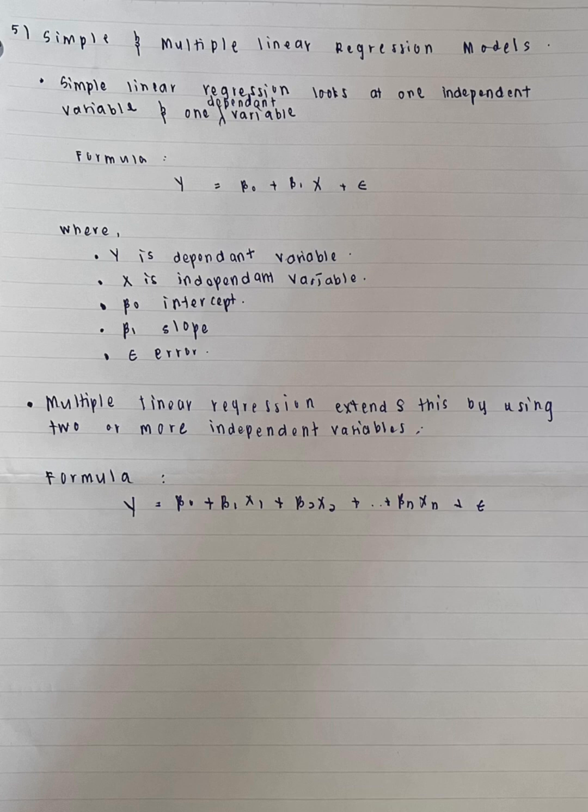Linear regression models. The simple linear regression looks at one independent variable and one dependent variable, and the formula is y equals b0 plus b1x plus e, where y is the dependent variable, x is the independent variable, b0 is the intercept, b1 is the slope, and the last one, e, is the error.